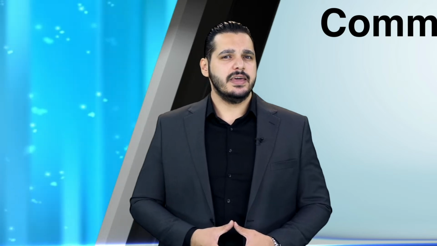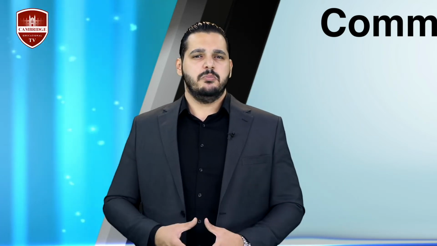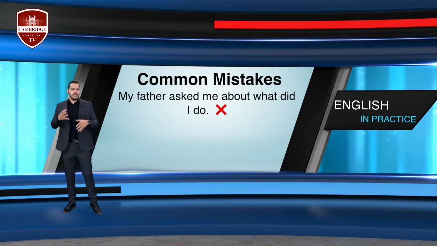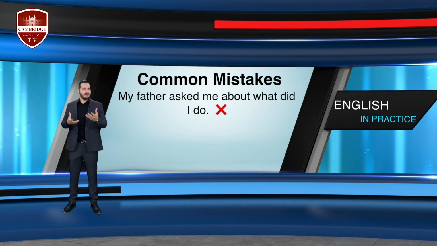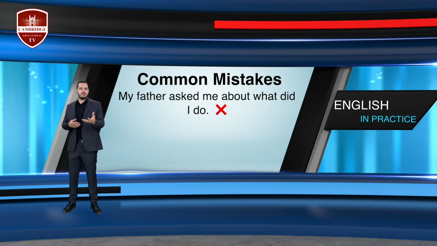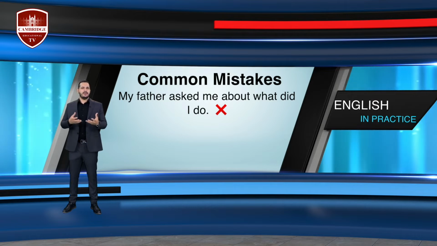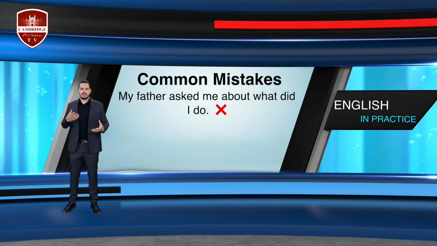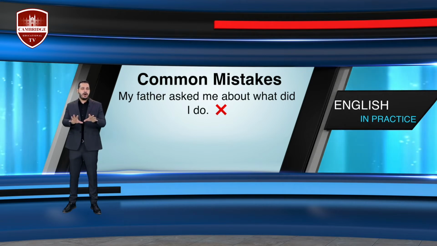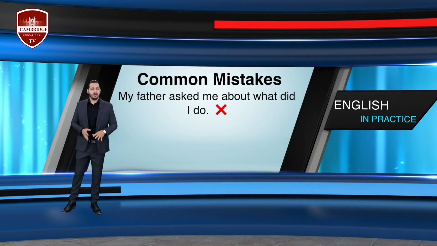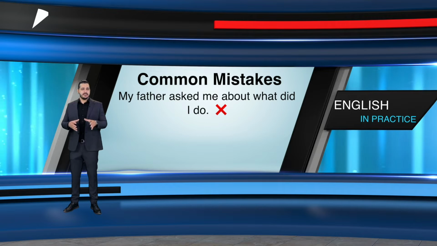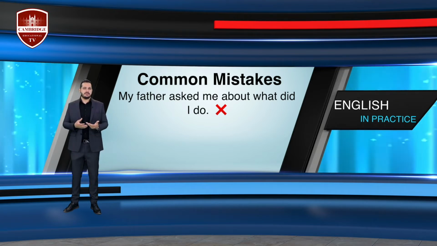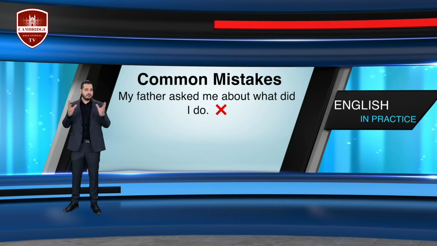The second mistake is what we see in this sentence. My father asked me about what did I do. Now, even if you don't know why this is wrong, I believe that people who speak English will still realize, will still say or think that this is wrong. There's something wrong about this, even if you don't know how to explain why this is wrong. Well, you're still correct.